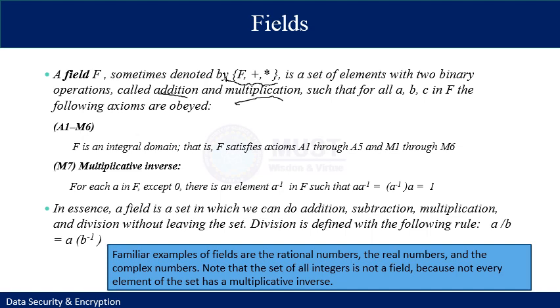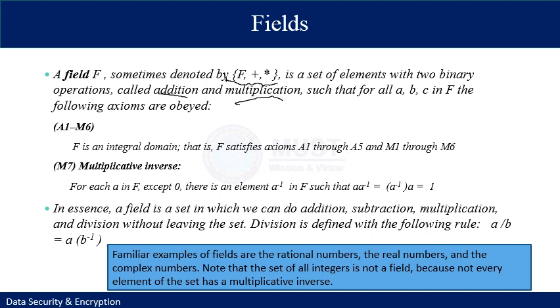Additionally, it must hold another property, known as the multiplicative inverse. It states that for each element a in F, except 0, there is an element a inverse in F such that if you multiply both, the result will be the identity. So for a field, there must be a multiplicative inverse for every element except 0. In essence, a field is a set in which we can do addition, subtraction, multiplication and division without leaving the set. If you perform any of the listed operations on the values of your field, the result will also be from the set of the field.